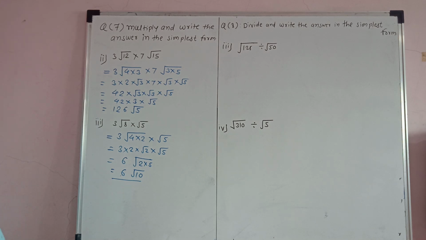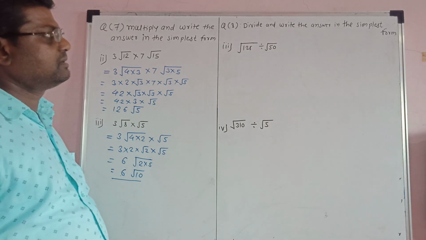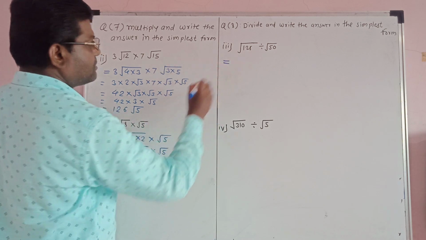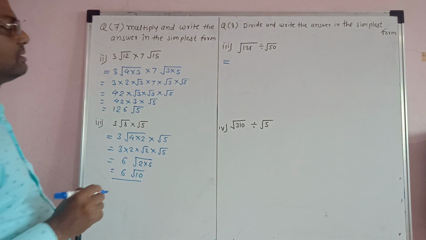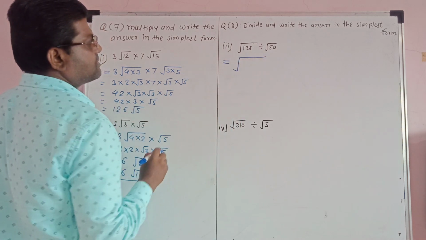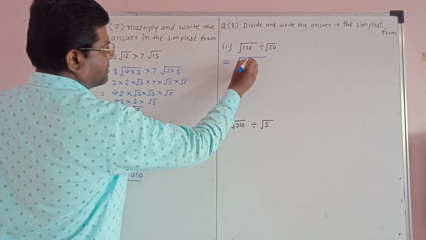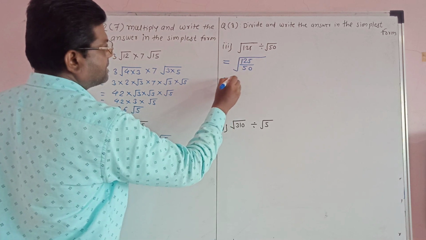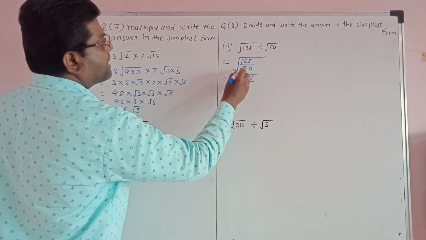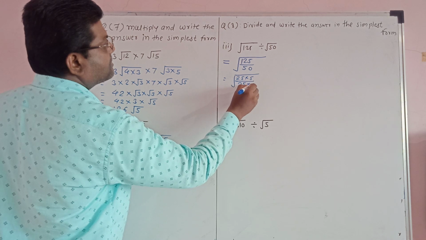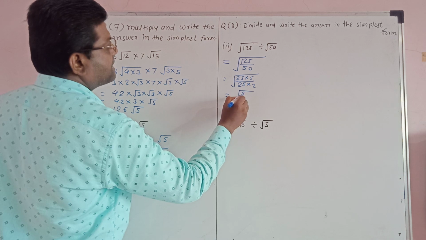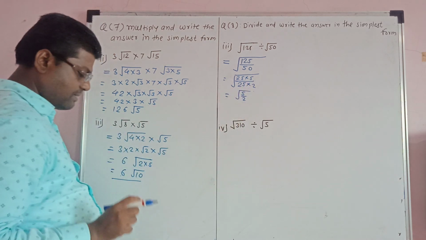Now question number 8. Divide and write the answer in simplest form. Root 125 divided by root 50. This we can write in a common square root, 125 upon 50. 125 can be written as 25 into 5, and 50 can be written as 25 into 2. This 25 gets cancelled. So what will remain is square root of 5 upon 2.